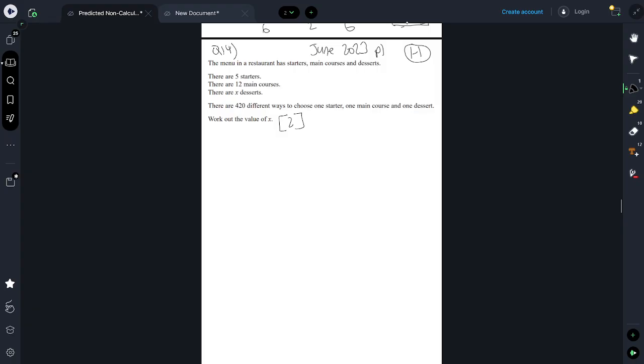So the total amount of combinations, which we're given as 420, you multiply how many things are in each list. So 5 starters, and then we could choose from 12 main courses from the other list, and we could choose from x desserts, which is just x. So it's just a product, right? You multiply all the options together. That's really all you need to know for GCSE. Okay, so let's simplify it. 5 times 12 is 60. 60 times x equals 420.